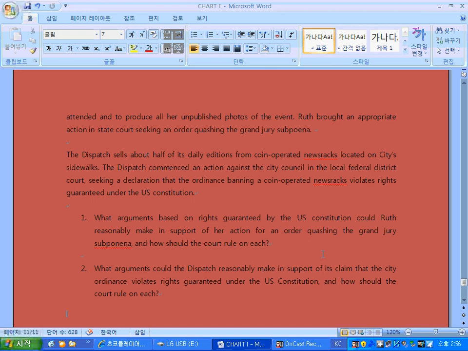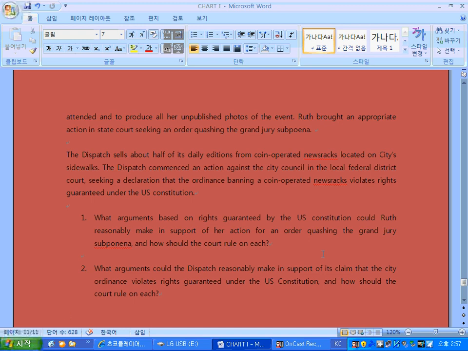There is no evidence that banning coin-operated news racks promotes public safety. Finally, because Dispatch is free to distribute its newspaper through other means, the ordinance leaves open alternative channels of communication. However, because the ordinance is not narrowly tailored, it fails to satisfy all the required preconditions developed by the court. Therefore, it is destined to be unconstitutional.